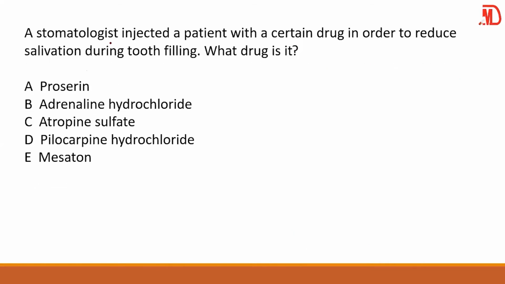So we have good. Look at it again. A dermatologist injected a patient with a certain drug in order to reduce salivation. Guys, do you remember? To reduce salivation, and we're just talking about it. So you're thinking of atropine, not proserine. Atropine to reduce salivation, dryness of the mucus. This is interesting.